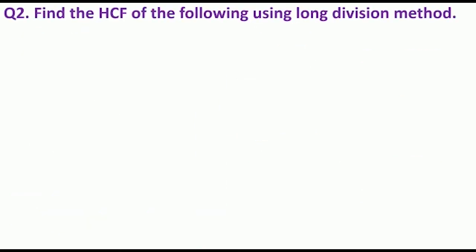Question number 2 is find the HCF of the following using long division method. We have to find the HCF by long division method, children. So question number A is given 92 and 64. In the long division method, first we have to write the greatest number as dividend and the smallest number as divisor. So I will write 92 here as dividend and 64 here as divisor.